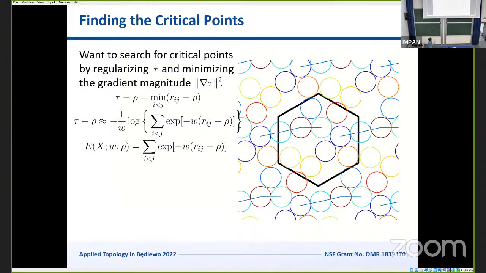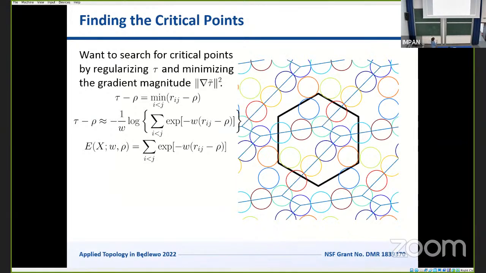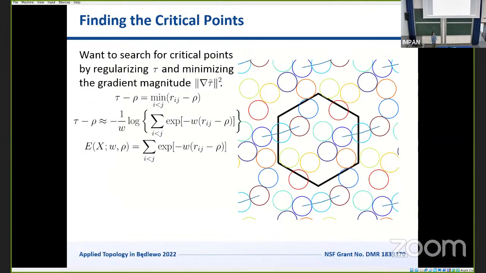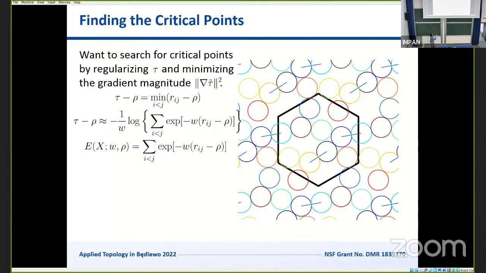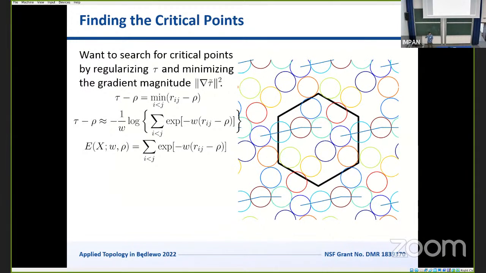So I claim now that this function is going to have identical critical points to those of tau, which was not differentiable, right? But this is differentiable. And I can make sure that the critical points coincide, right? So I'm defining the critical points of tau as kind of the limit of some Cauchy sequence of these as I'm increasing W, right? And so that's how I'm defining my critical points of tau.